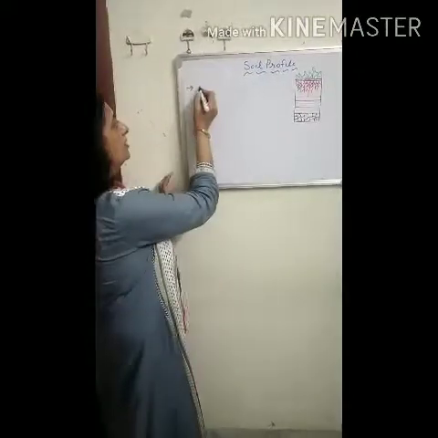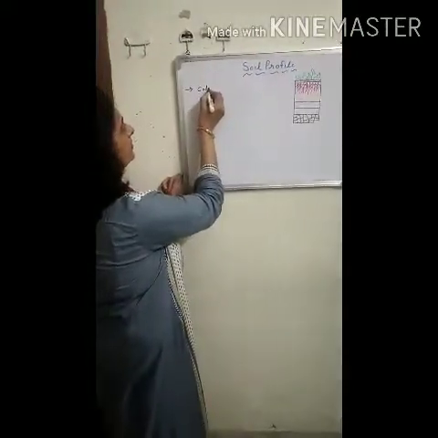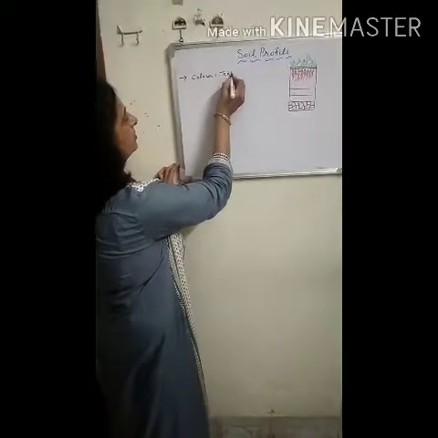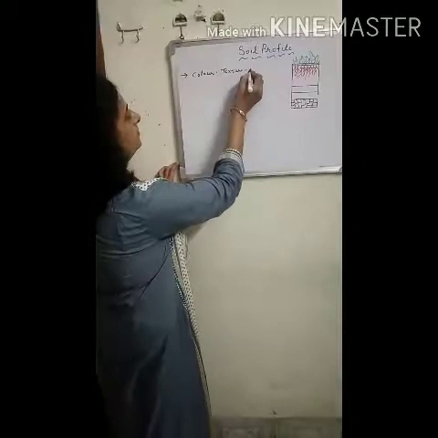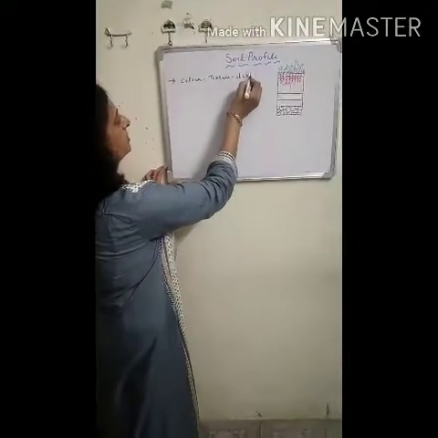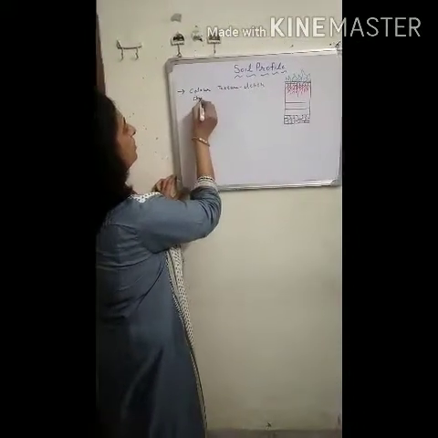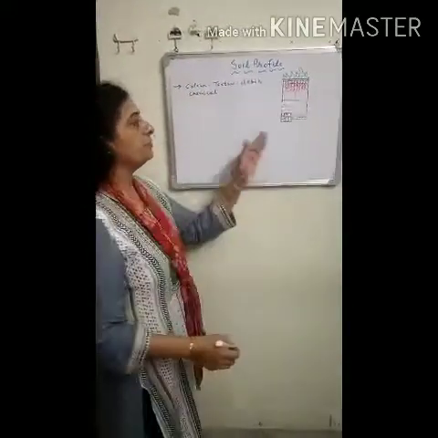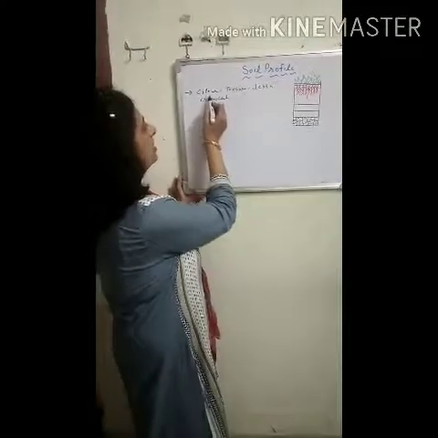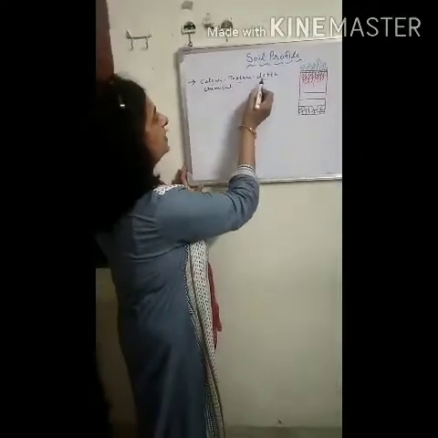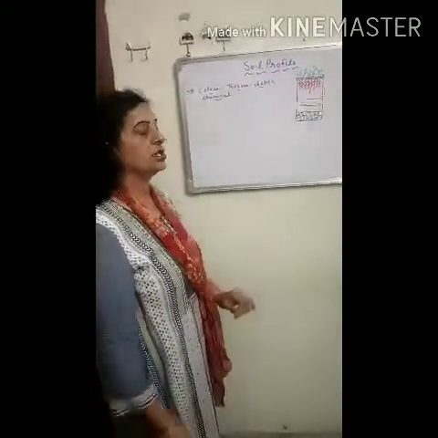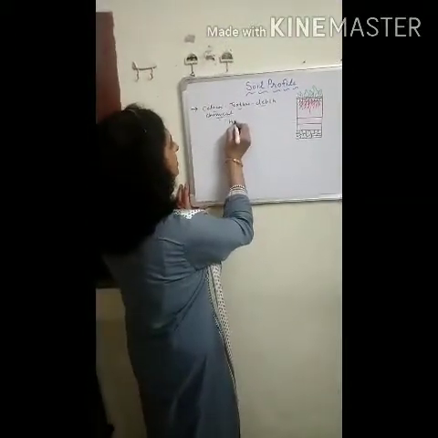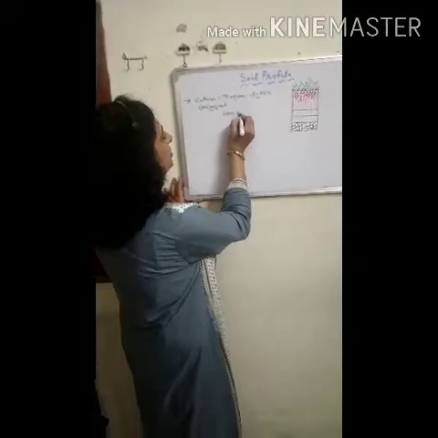in color, texture, depth and chemical composition. Each layer of the soil differs from one another in color, texture, depth and chemical composition, and each layer is known as a horizon.